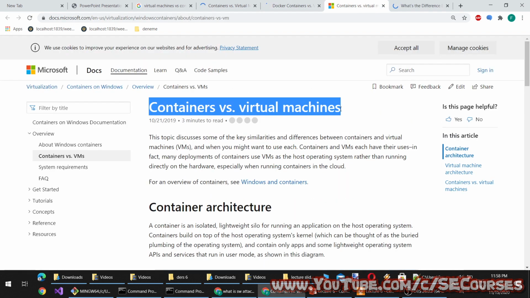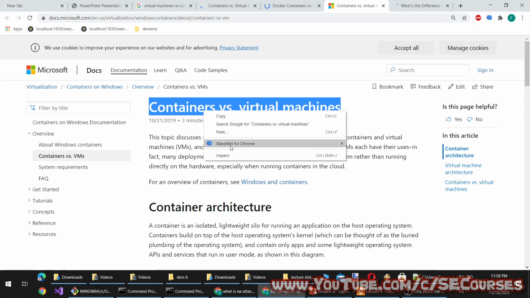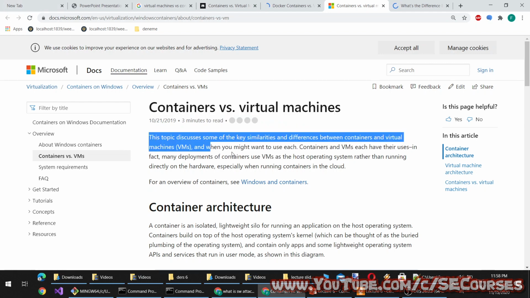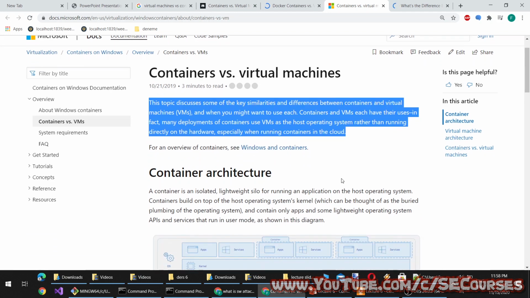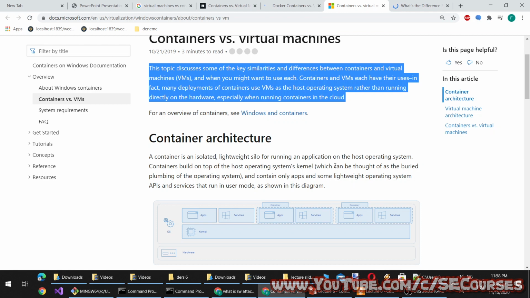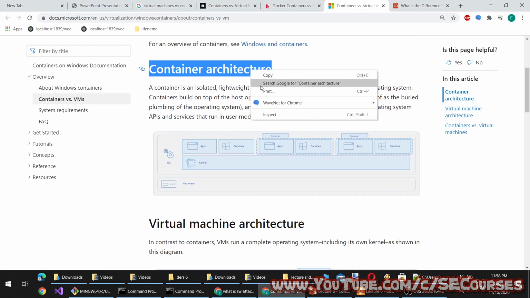Okay, there is an official document on Microsoft: Containers versus virtual machines. This topic discusses some of the key similarities and differences between containers and virtual machines (VMs), and when you might want to use each. Containers and VMs each have their uses. In fact, many deployments of containers use VMs as the host operating system rather than running directly on the hardware, especially when running containers in the cloud.